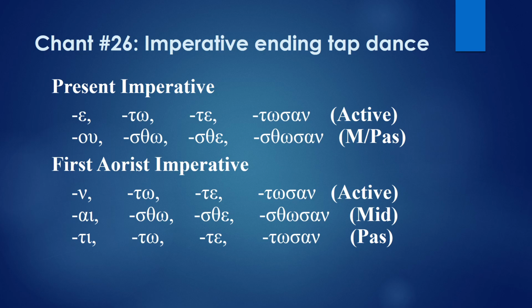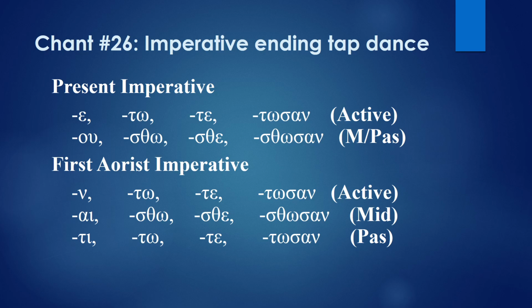Now the present middle passive. U, be loosed. Sto, let him, her, or it be loosed. Ste, you all be loosed. Stosan, let them be loosed.